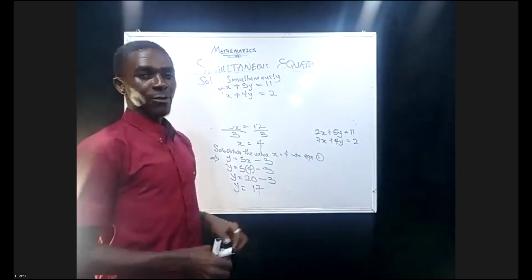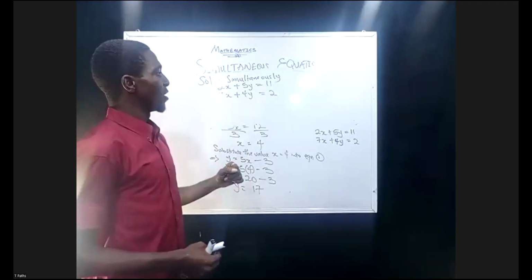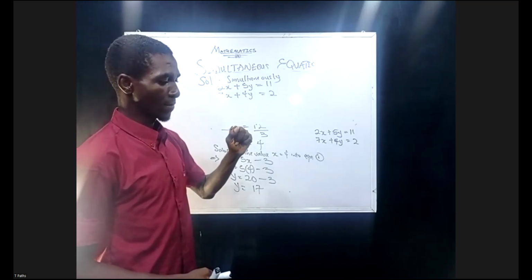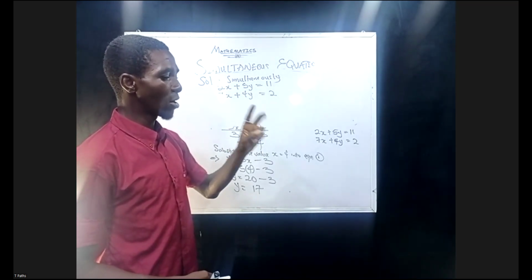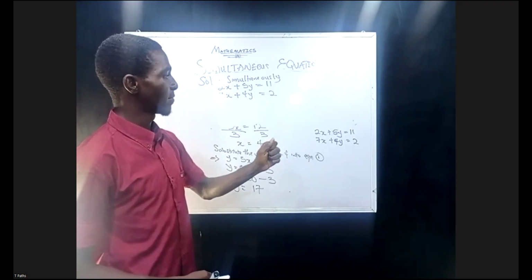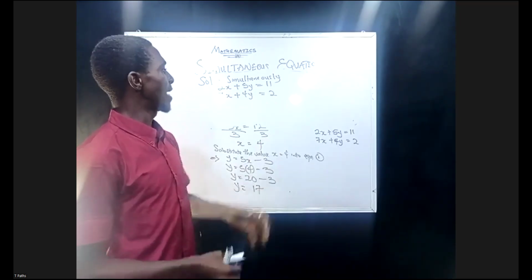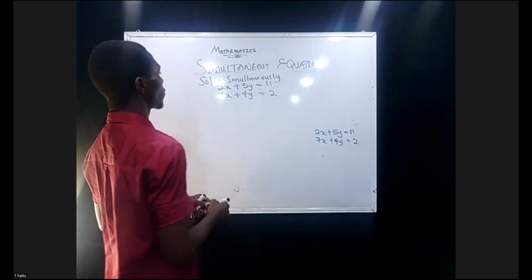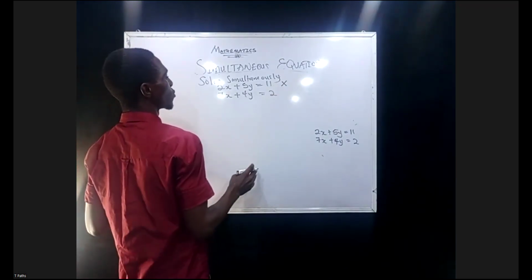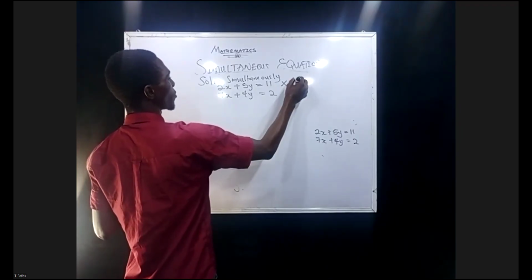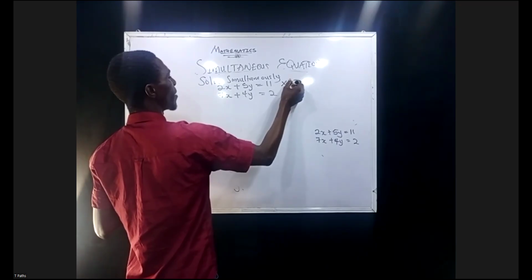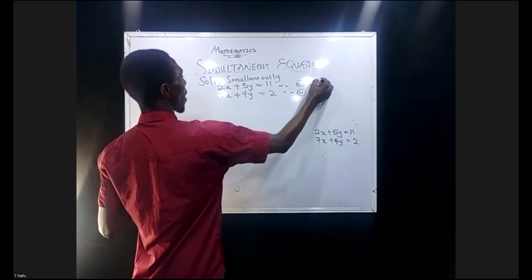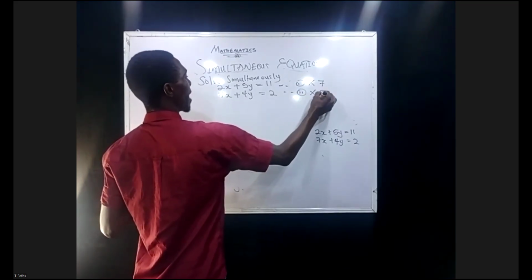Class, we have two types of method I want to introduce here: elimination method or factorization method. Choose one. Elimination method. Now, follow the steps promptly so that we can finish on time. The first thing you need to do is make one of the variables equal. So we go with the variable x. Multiply equation 1 by 7 and multiply equation 2 by 2.